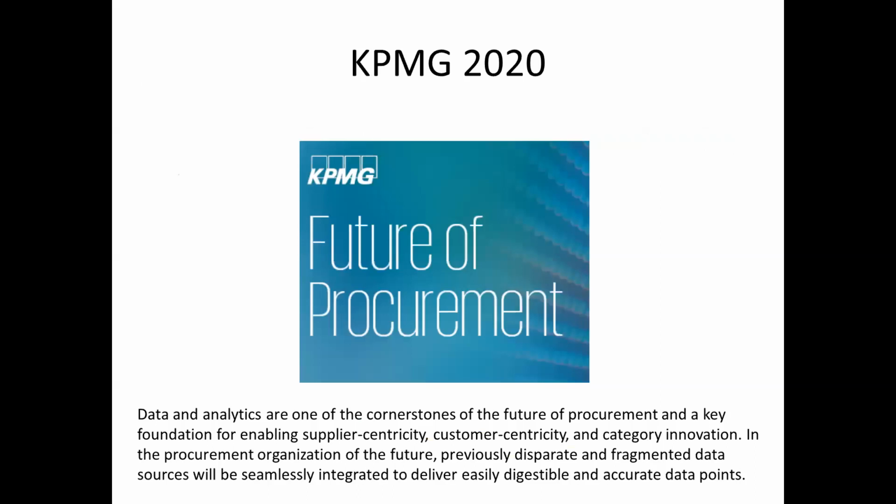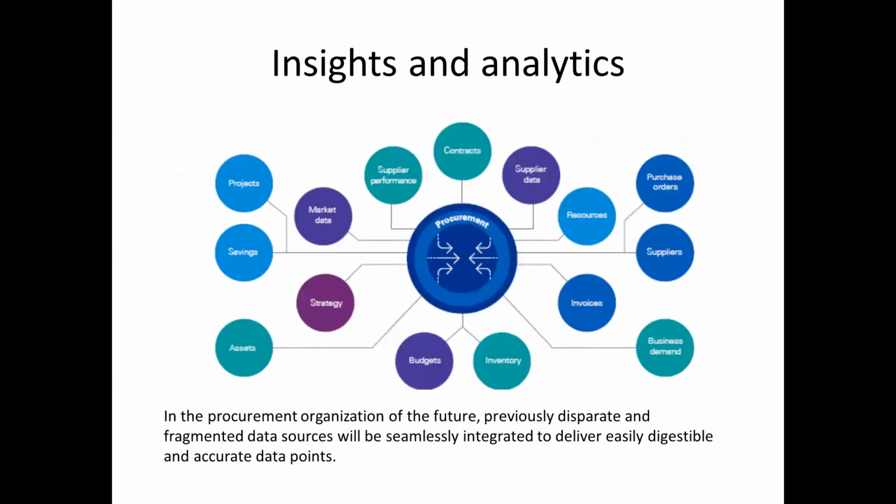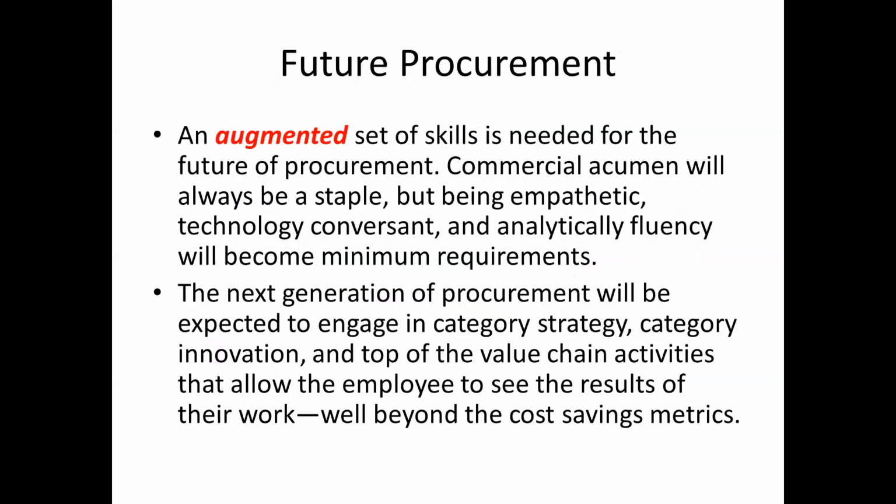So the future of procurement, I've got the picture twice, is on data analytics. And they say the procurement in the future was previously disparate and fragmented data sources will be seamlessly integrated. So I quite like that diagram showing all the data coming into procurement, which will provide insights and analytics. And that would be useful for 2.2. We need augmented skills, and we'll need to engage in category strategies according to this. And that's your 1.1 and 2.2.